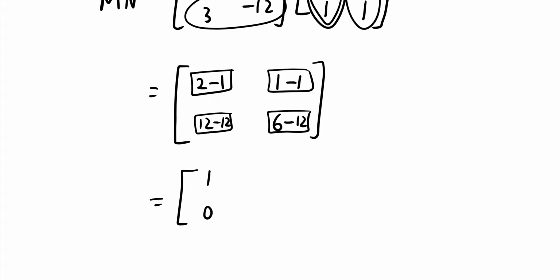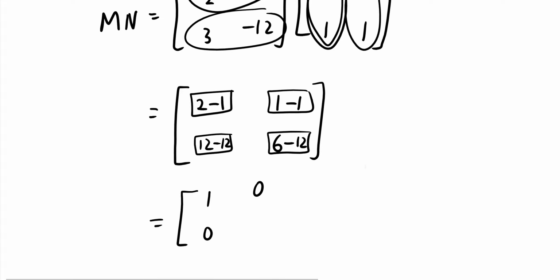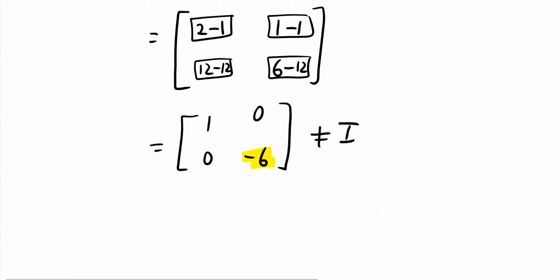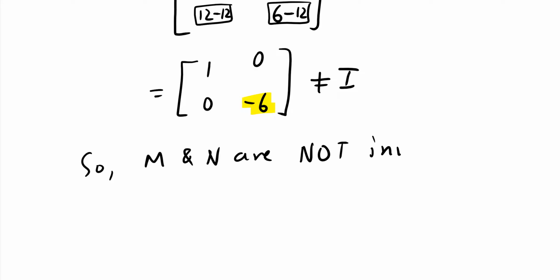This gives me 1, 0, 0, -6. So notice, I'm going to highlight this. This is not 1, 0, 0, 1. So this is not the identity matrix. Do I have to check N times M? No, because it fails one of them. It doesn't work out. So then we can say that M and N are not inverses of each other.